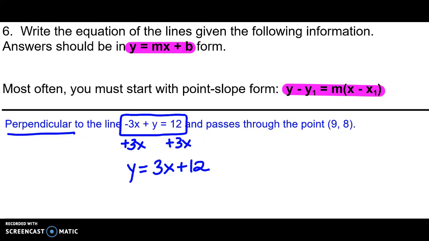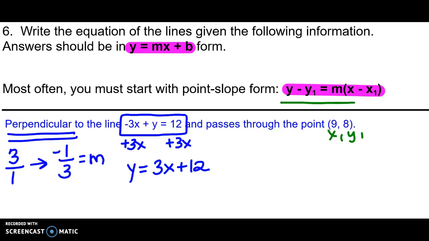Okay, now we don't want to be parallel to this line, so we are not going to have a slope of 3. We need to be perpendicular to this line. Remember, perpendicular slopes are opposite reciprocals. So this line here has a slope of 3, which could be written as 3 over 1. The opposite reciprocal to 3 over 1 is negative 1 over 3. So this is the slope that we're going to use to write the equation of our line. All right, we're going to label our point, and we're going to go right back to our point slope form and get this equation written.